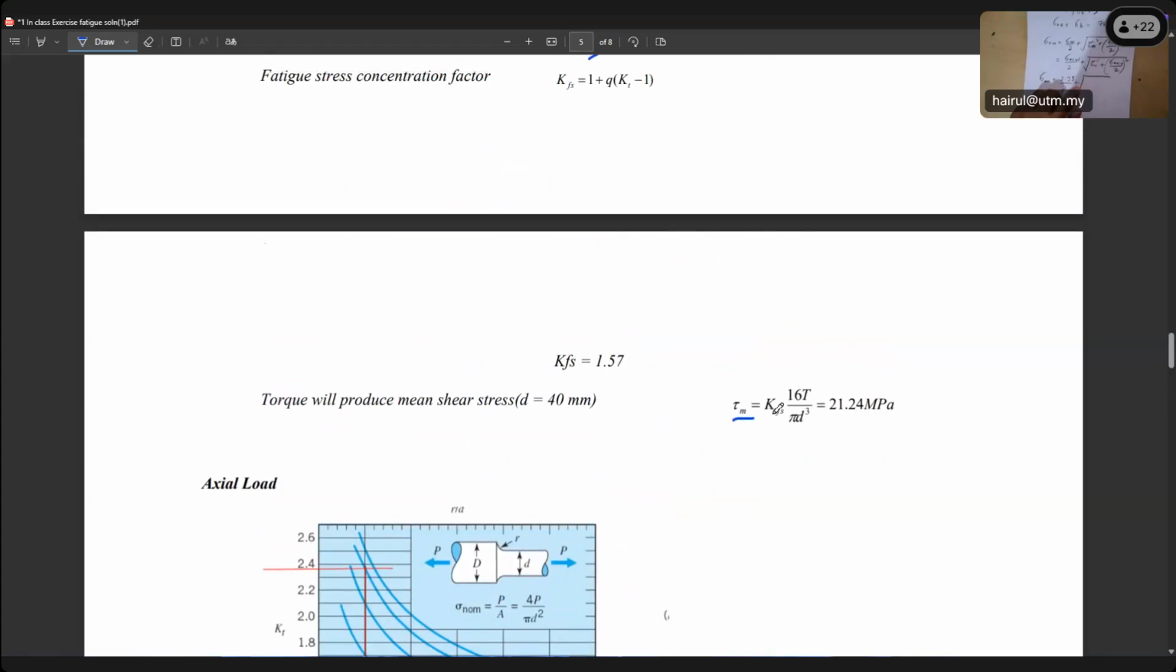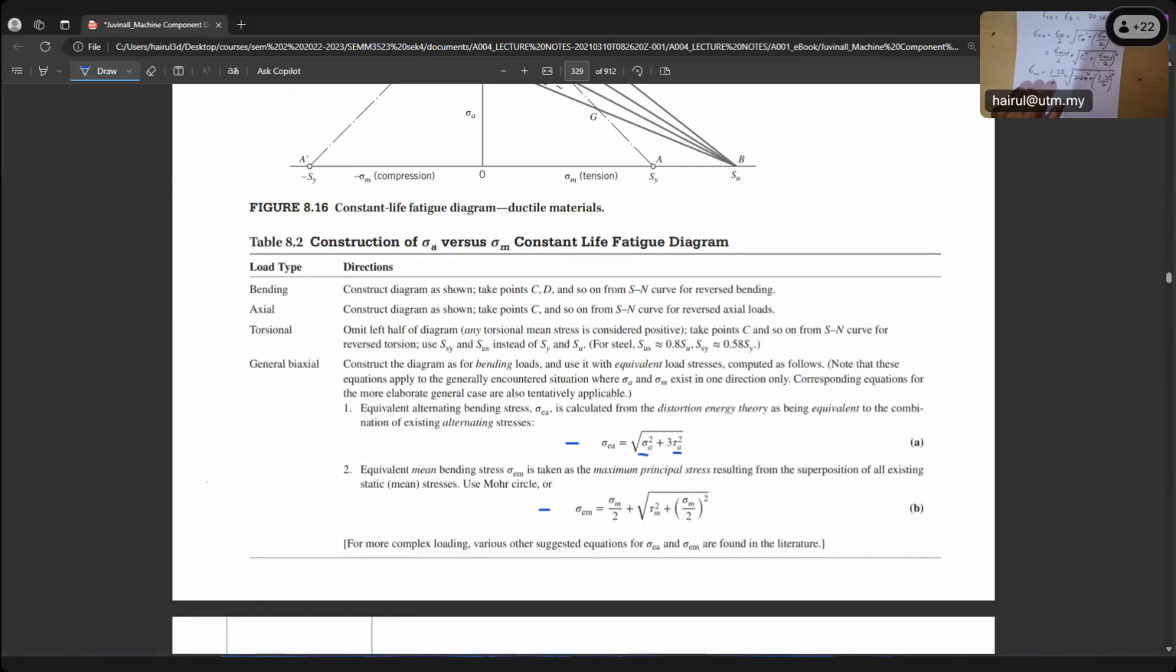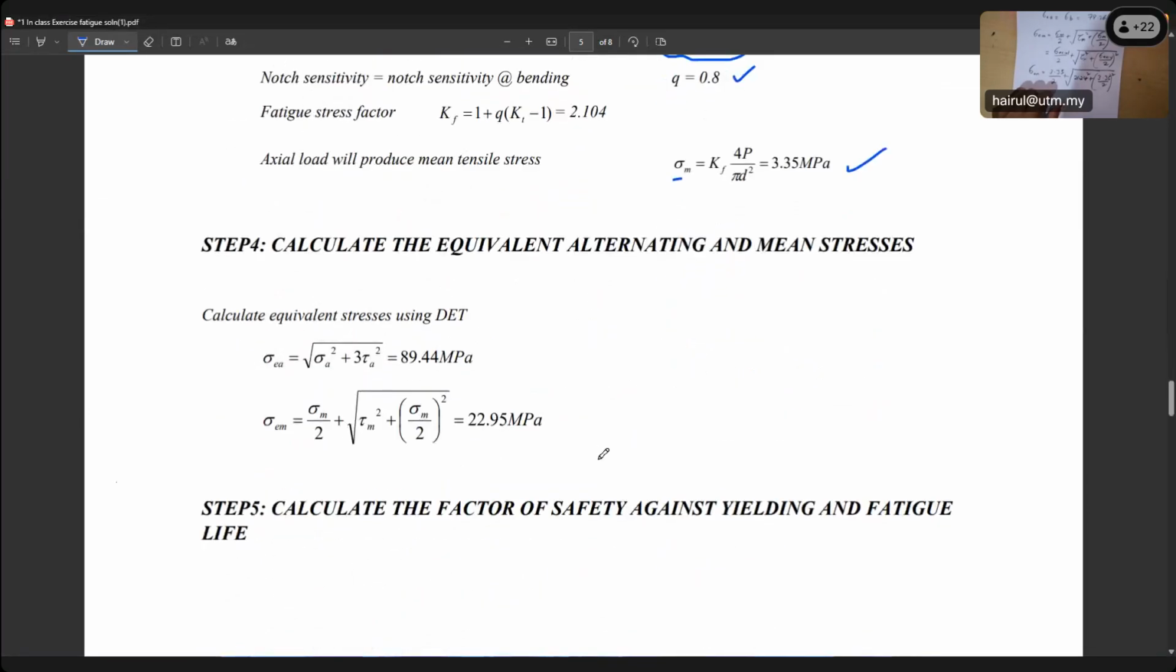Torsional, this must already be multiplied by KFTS, 21.24 square, plus sigma axial, sigma mean over 2 square. Sigma mean is only sigma axial that we have. So 3.35 over 2 square. Understand that, class? That's how you do it, you put into this equation. So that's why you then get sigma EA.